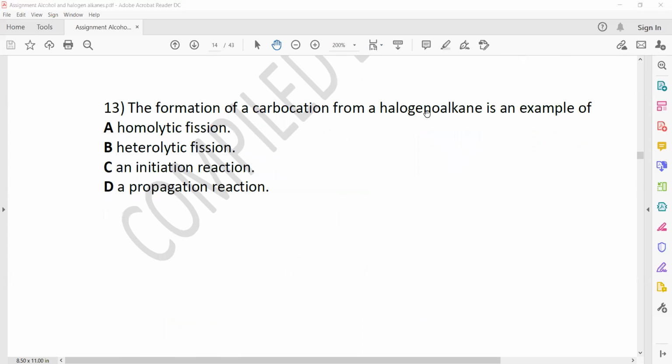Formation of a carbocation from halogenoalkane is an example of what type of bond breaking, homolytic or heterolytic? Because charges are formed, that is why it is heterolytic fission or heterolytic bond breaking.